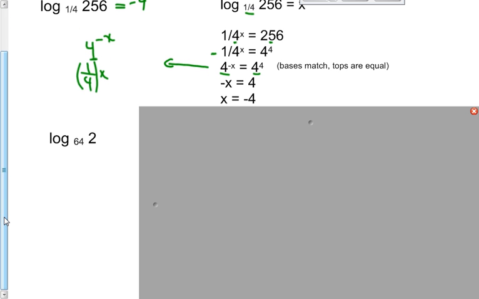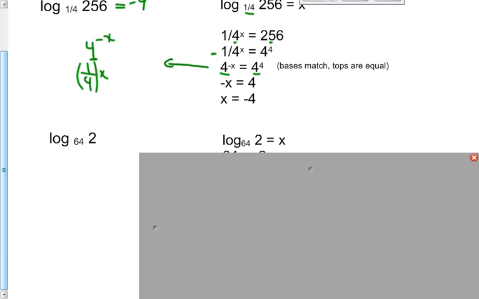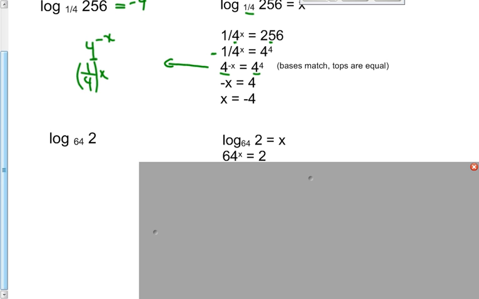Log base 64 of 2. Here's our next one. All right, so step number 1, we make it into an equation. Log base 64 of 2 equals x. Now I take it into exponent form. 64 is my base. 64 raised to the x equals 2.